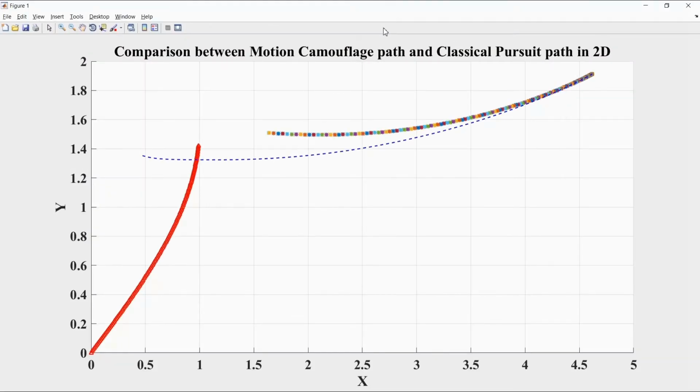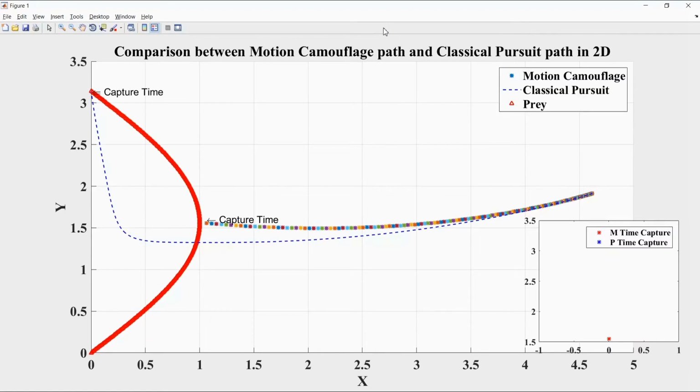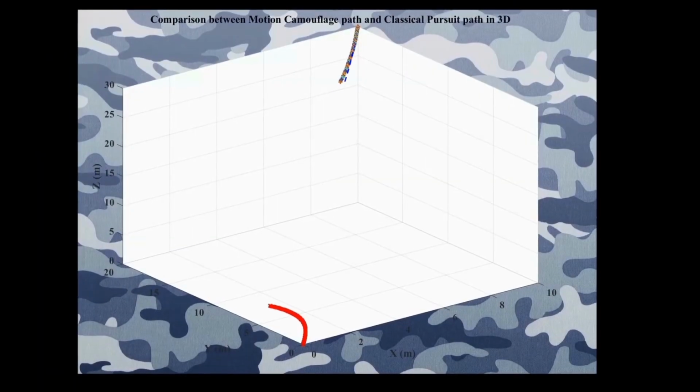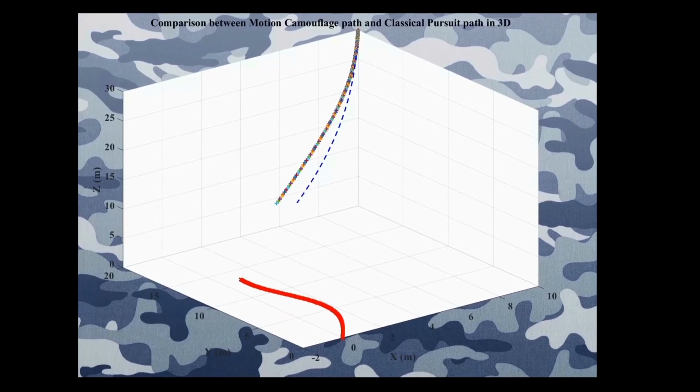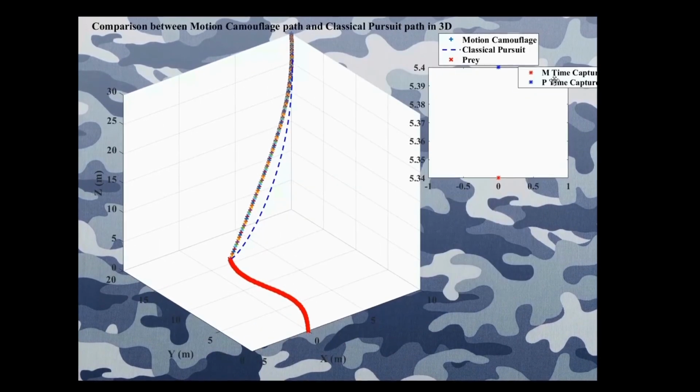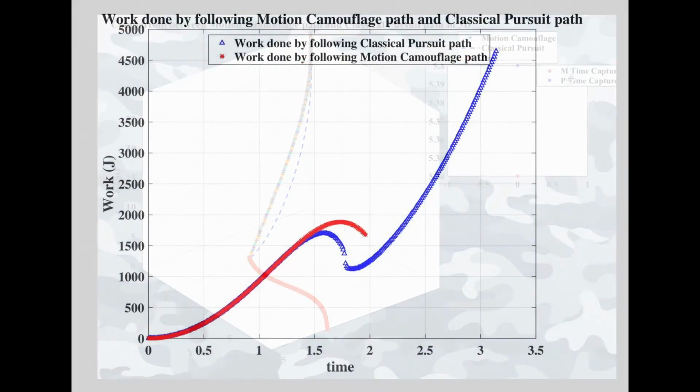In this case, the prey moves by curvilinear motion, which means moving with variable speed. Here, an assumption was taken that the predator is quicker than the prey. As we note, the motion camouflage is more effective than the classical pursuit for time and energy, even while moving with a variable speed. Also, by plotting this comparison in 3D, we see that the motion camouflage is surpassing the efficiency of the classical pursuit.